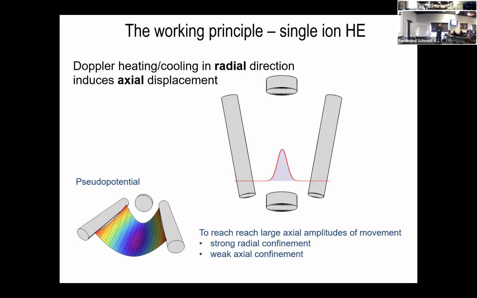So what is now the purpose of this engine? You can have a heating and a cooling in the radial direction, and that induces an axial displacement. That's what we are going for.